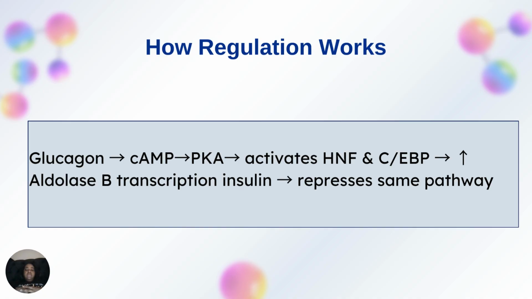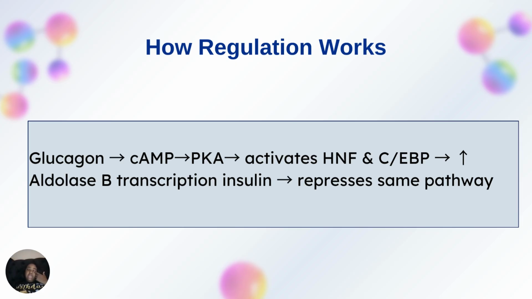When glucagon levels rise, for example, during fasting, it triggers cAMP signaling. cAMP signaling activates protein kinase A, which enhances the activity of transcription factors like HNF and CEBP, which increases aldolase B transcription. This turns on gluconeogenesis so the liver can produce glucose. On the other hand, insulin has the opposite effect after eating. It suppresses this pathway because the body already has plenty of glucose.